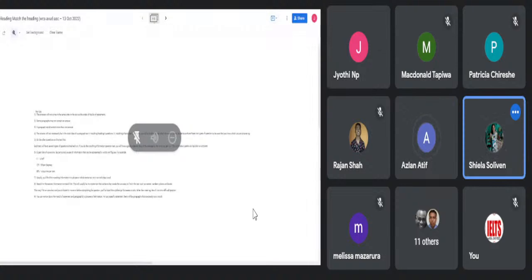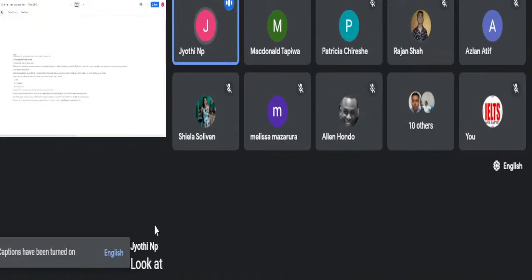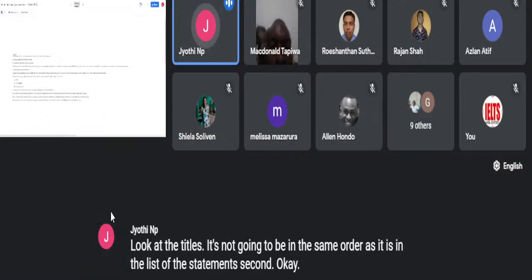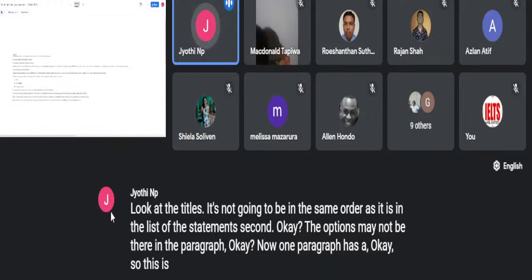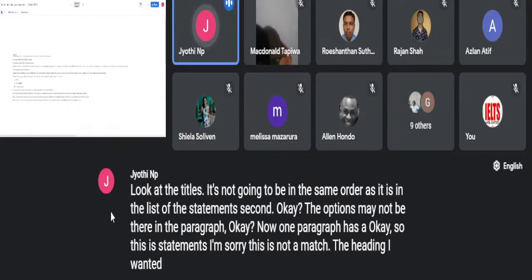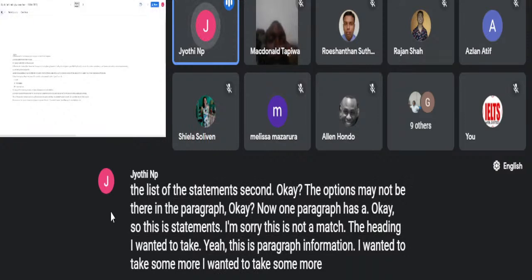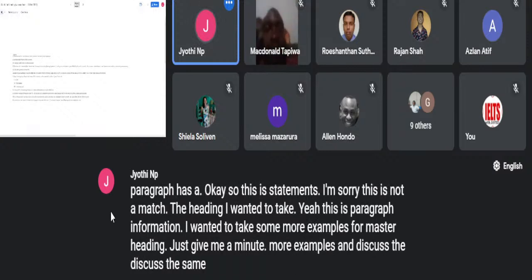No, ma'am. Okay, so here basically what you need to do is look at the titles. It's not going to be in the same order as it is in the list of statements. Second, the options may not be there in the paragraph. Okay, now one paragraph has, okay, so this is statements. I'm sorry, this is not the match the heading. This is paragraph information. I wanted to take some more examples for match the heading. Just give me a minute. We'll take some more examples and discuss the same. Just a second.